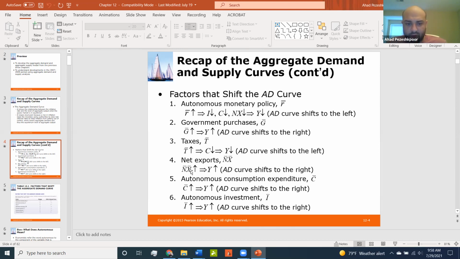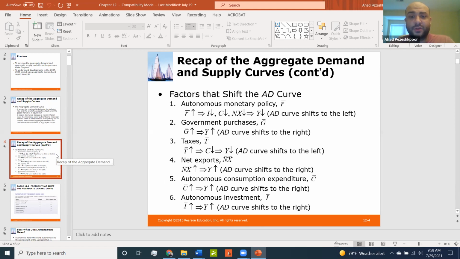Net exports, obviously, autonomous consumption expenditure goes up. All the things that we talked about, autonomous consumption and autonomous investment, would materialize here in aggregate demand. I could have like 10 questions from this alone on your final exam, and I will have at least 5 questions from this slide alone. Every up and down here has a story, has a reason, could be an example. You need to know this.